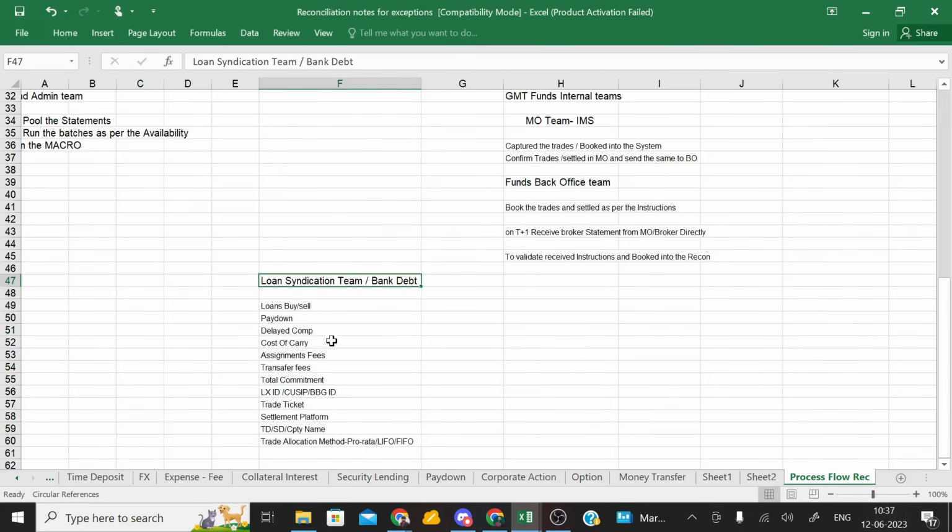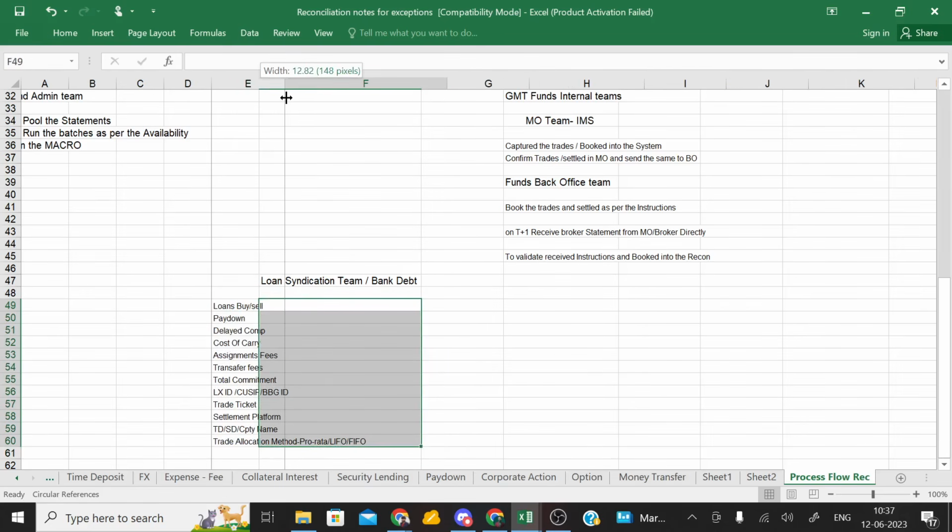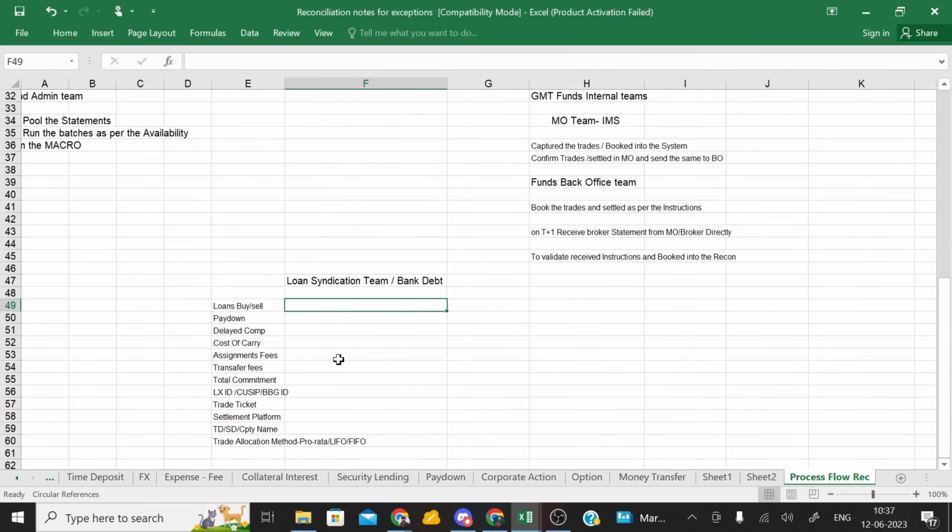This input is required by the trade processing team as well as the middle office team, and even for reconciliation. So how does this data look in your system? Let's say the loan trade type is buy, with a pay down at the moment, or let's say it is already considered 10% pay down, or maybe 25% pay down up to 1 year. It is possible.